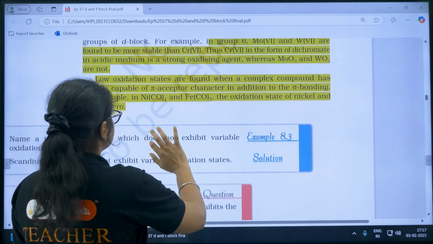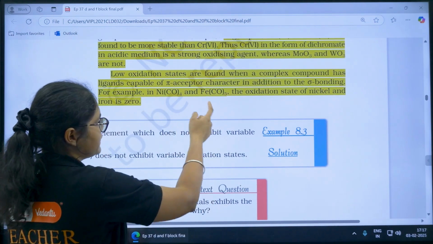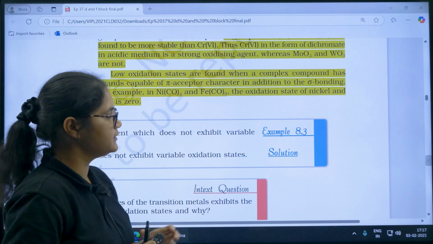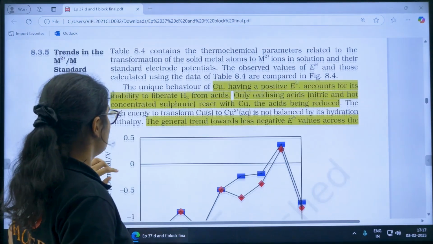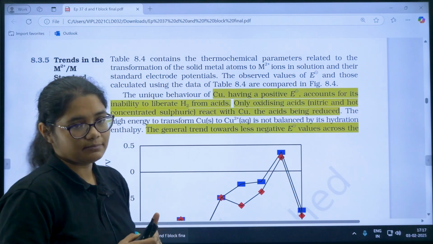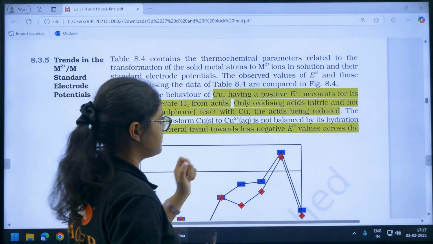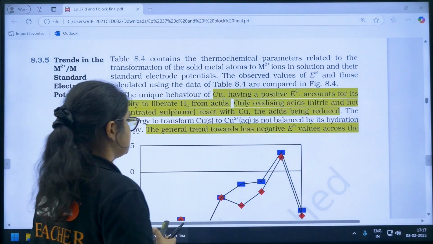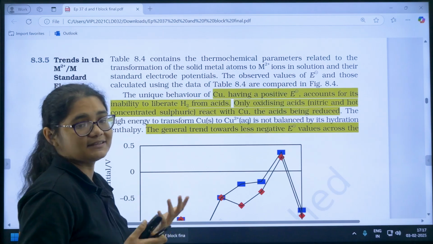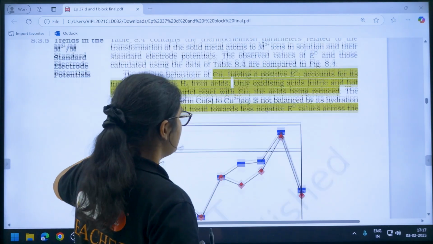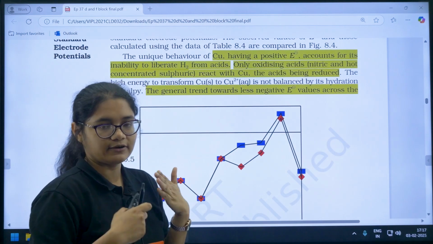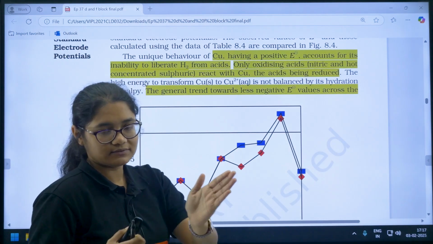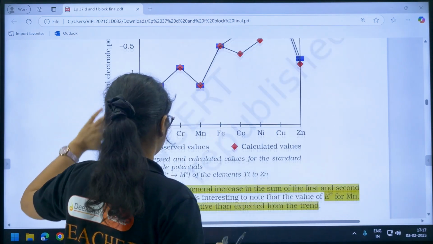Okay. Next, low oxidation states are found when there is a pi acceptor ligand. So you can see Ni(CO)4 and Fe(CO)5 have 0 oxidation state. Next, coming to the trend in M2+ to M, copper has a positive E0 value. Okay, what is the reason for that? Because of high second ionization enthalpy. Okay, and along the period generally what happens? It goes less negative. The E0 value becomes less negative along the period.